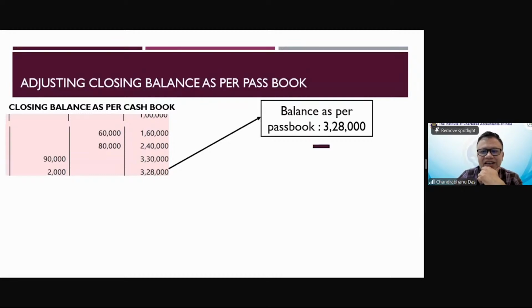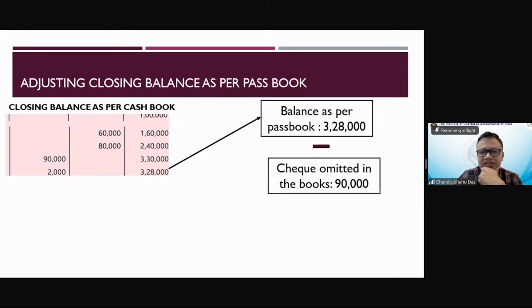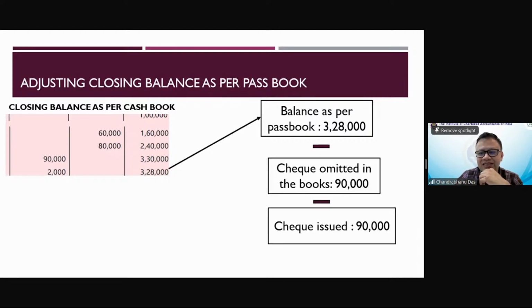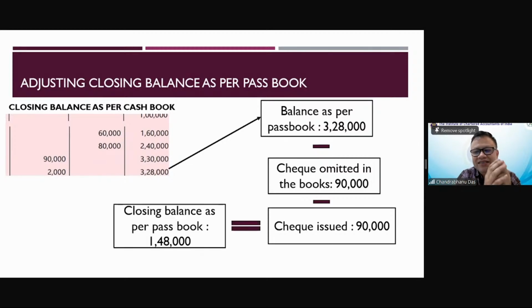Closing balance as per cash book. When you go now, balance as per passbook is 3,20,000. Checks which are omitted in the books is 90,000, but the checks has been issued has been 90,000. So checks has already been issued 90,000, but it is not there in the books 90,000. So you are getting closing balance as per passbook is 1,48,000.